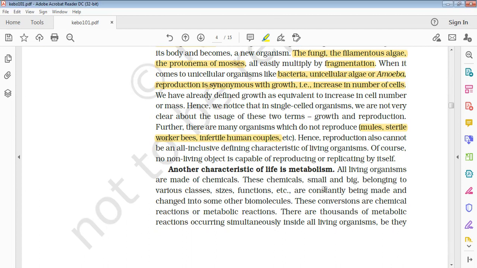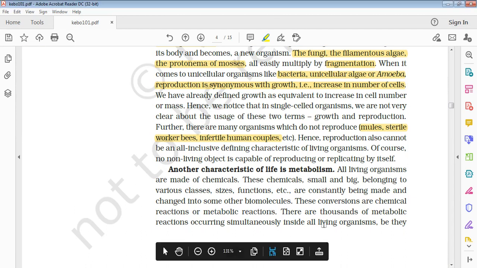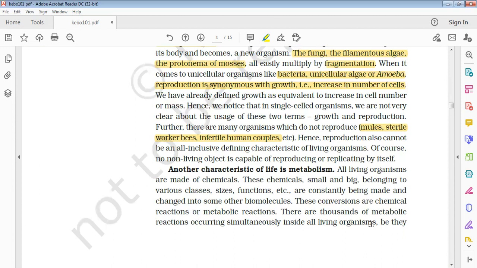So all living organisms are made of chemicals. These chemicals are known as biomolecules. These chemicals may be small and big, and they belong to various classes, sizes and functions. These are constantly being made and changed into some other biomolecules. Can you name biomolecules? Yes, the biomolecules are carbohydrates, proteins, fats, vitamins, etc. that are found in our body. These are biomolecules which are synthesized in the body or being broken down in our body. So these conversions are chemical reactions or metabolic reactions. The processes which lead to the synthesis of biomolecules or the breakdown of biomolecules are known as metabolic reactions.